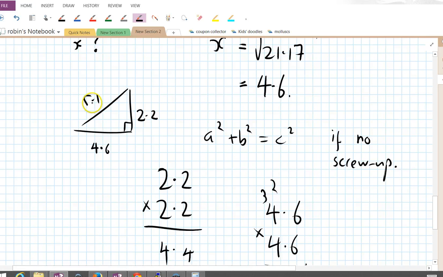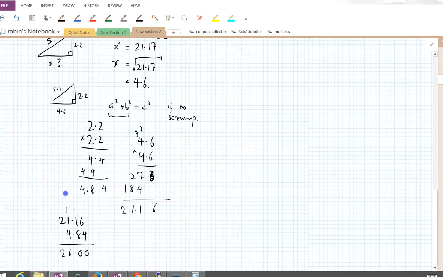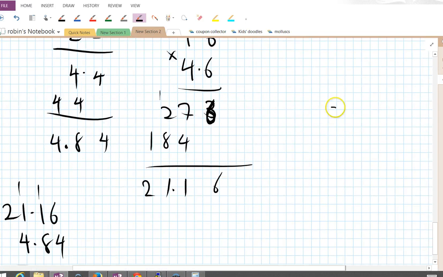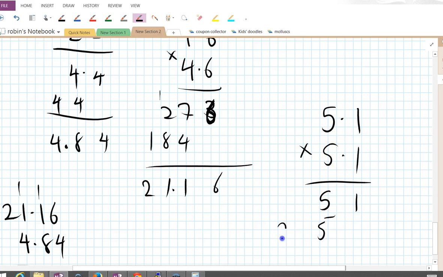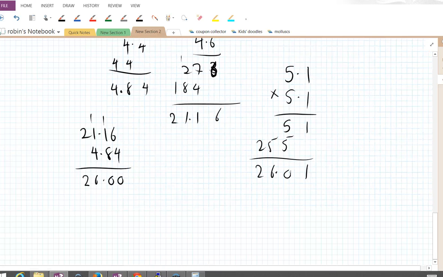But look, it's 5.1. We've got these two guys here because we've added those two squares there, and we come up to be 26.0. Here we go. So look, we've got that squared plus that squared equals 26. So we better work out 5.1 squared and see what we get. We better get 26 or something close to it. 5.1 times 5.1. 5 ones are 5. 25. That turns out to be 26.01.